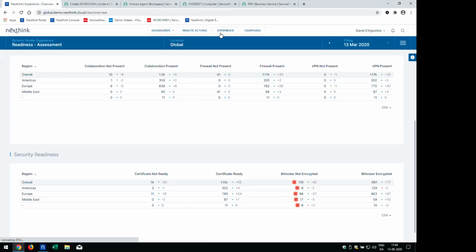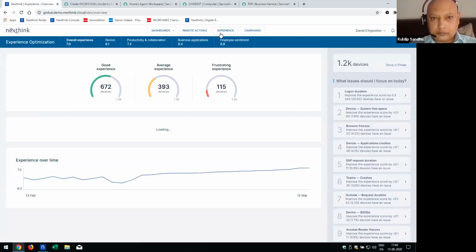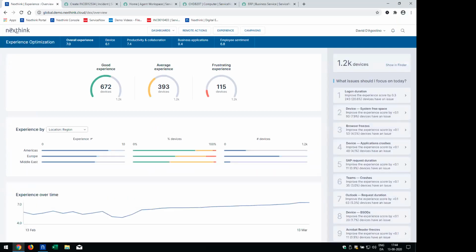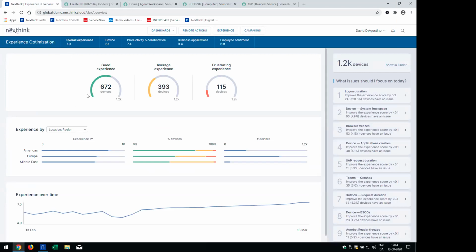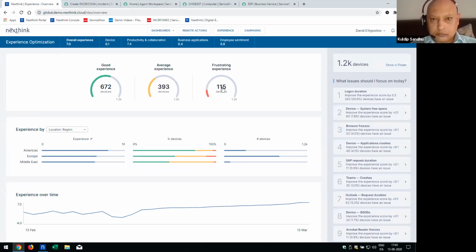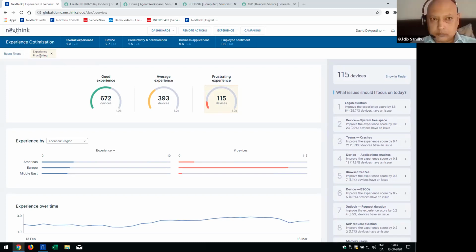But that's only part of the story, because we need to do more than just see things going on. With the new experience optimization dashboard, we've not only got a bird's-eye view of that experience number, but we've then got the ability to start drilling down into what I should be doing either today or this week or this month from a strategic point of view in order to drive myself forwards. And I can very quickly and easily filter this. I can say, only show me the guys who are having a frustrating experience. We can see here that we've been given a filter.